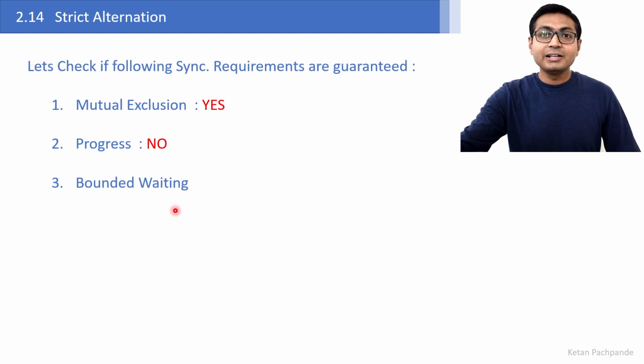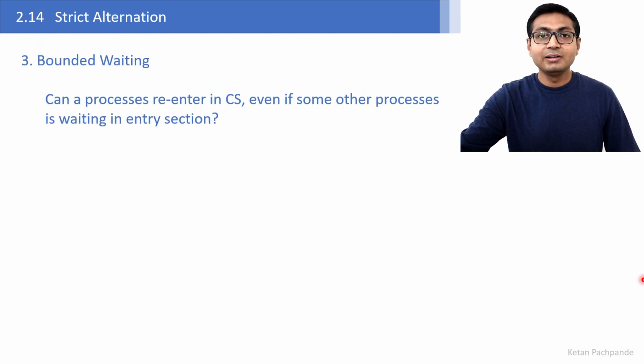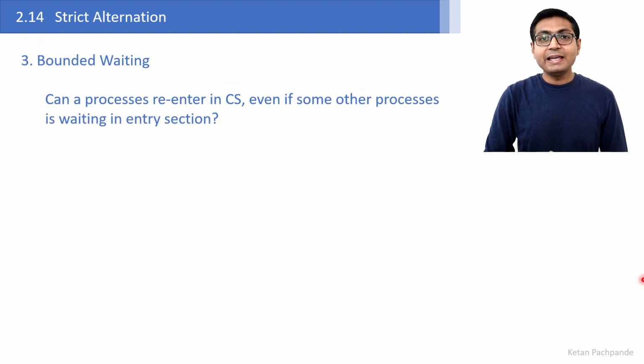Now let's look at the third requirement of a synchronization mechanism, which is bounded waiting. What is bounded waiting? If a process is able to re-enter into the critical section, even if someone is waiting at the entry section, then we say that bounded waiting is not guaranteed. In other words, if someone is waiting in the entry section, the process which is already in the critical section should not get entry again, because someone is waiting, isn't it? Ideally, those processes who are waiting should get the chance to enter into the critical section.